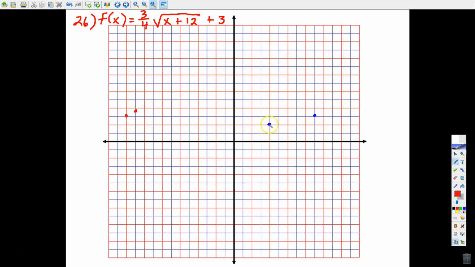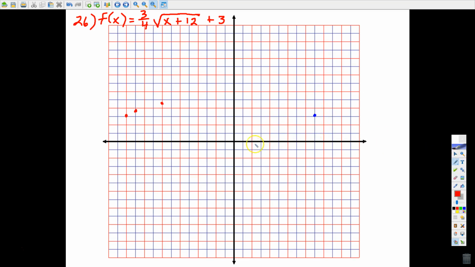All right, let's work on the next one. This is 4, 2. But when I multiply 2 times 3/4, I get 6/4, which is another way of saying 3/2 or 1 1/2. All right, so here I am at 1 1/2, and now I'm going to go left 12 and up 3. Takes care of that one.